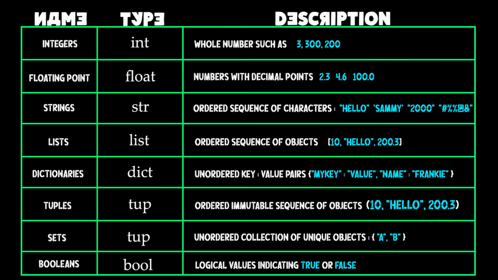Let's first look at what integers are. Integers are whole numbers such as 3, 300, 200. These are whole numbers which are used in our daily life. Suppose we sell three products, or 300 products, or 200 products, we can never say that we have sold 3.5 items. It can never happen. So integer numbers are used for storing that kind of data.